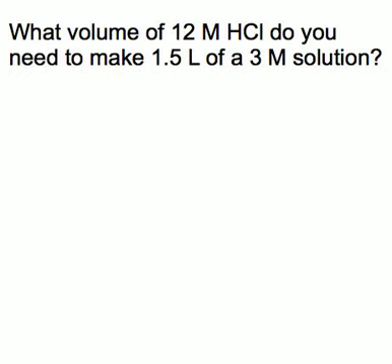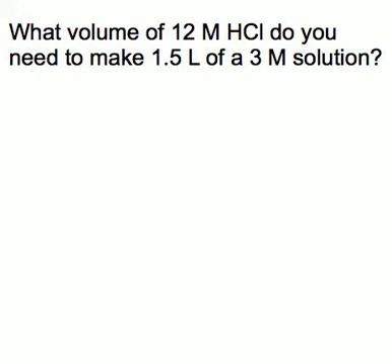Here's the sample problem. It reads, what volume of 12 molar HCl do you need to make 1.5 liters of a 3 molar solution? In our formula, we have the molarity and the volume of the concentrated solution on the left, and the molarity and volume of the diluted solution on the right. It actually doesn't matter which side you put it on as long as you pair up the right numbers.